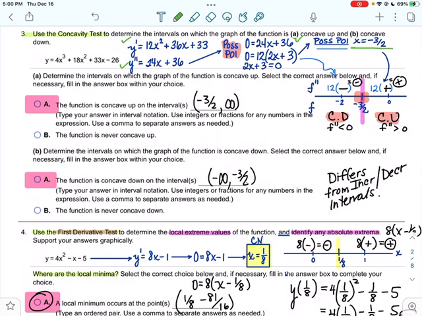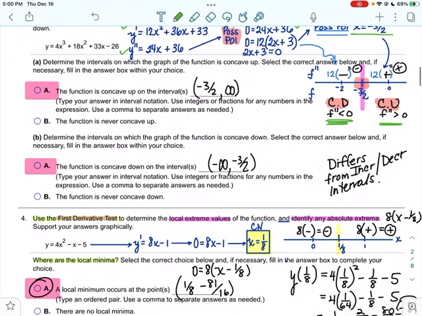So you can see that I put it on a number line. F double prime goes from negative to positive. Where F double prime is less than 0, our graph is concave down. Where F double prime is greater than 0, it's concave up. So that's how you would handle that and answer the question. This differs from increasing, decreasing intervals in that we don't include the endpoint, because at the endpoint the second derivative is 0. It's not greater or less than 0.